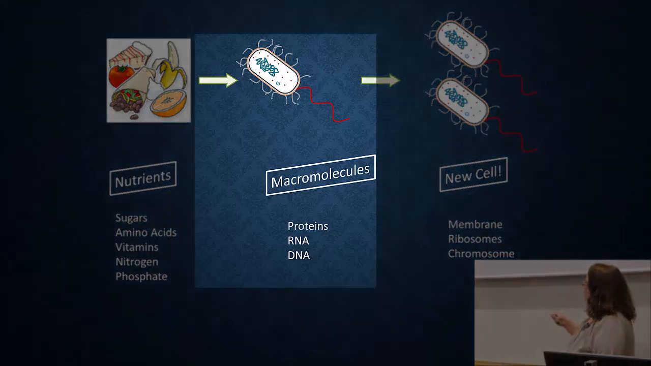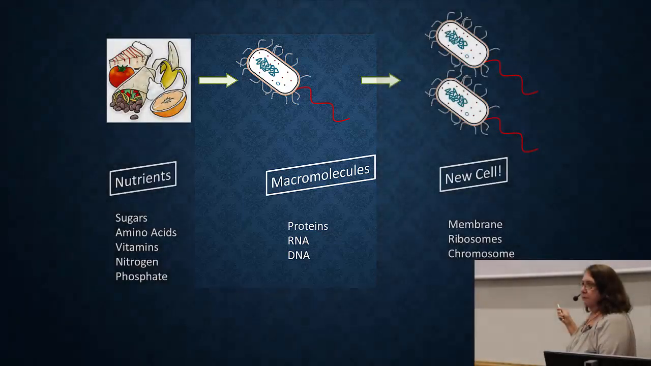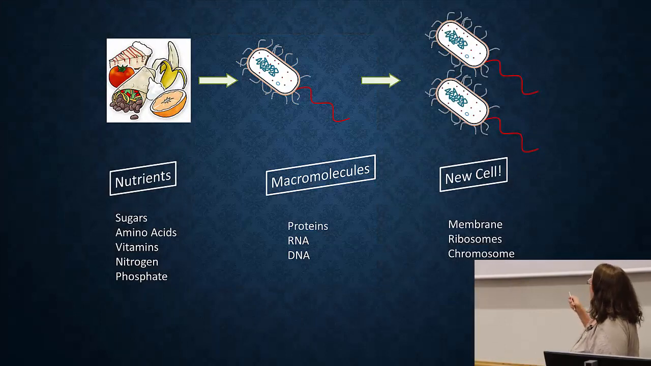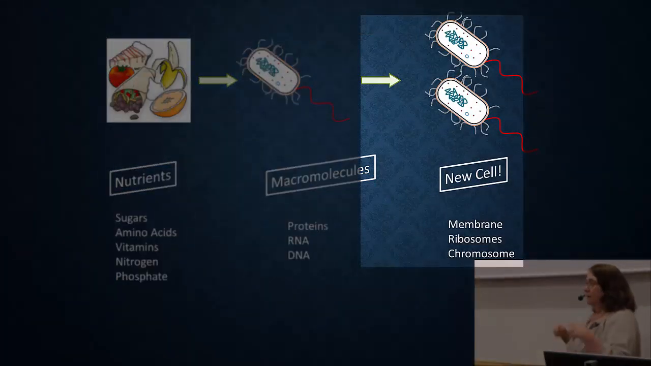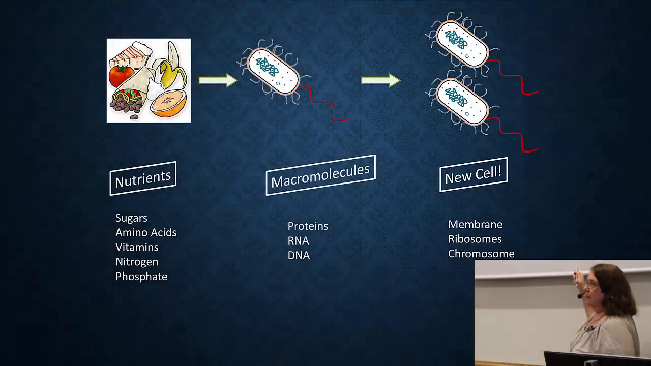This food, these nutrients, are converted into macromolecules. Macromolecules include RNA, DNA, and proteins. Macromolecules then are produced to make up a new cell. So you need all these macromolecules to make a copy of the cell.